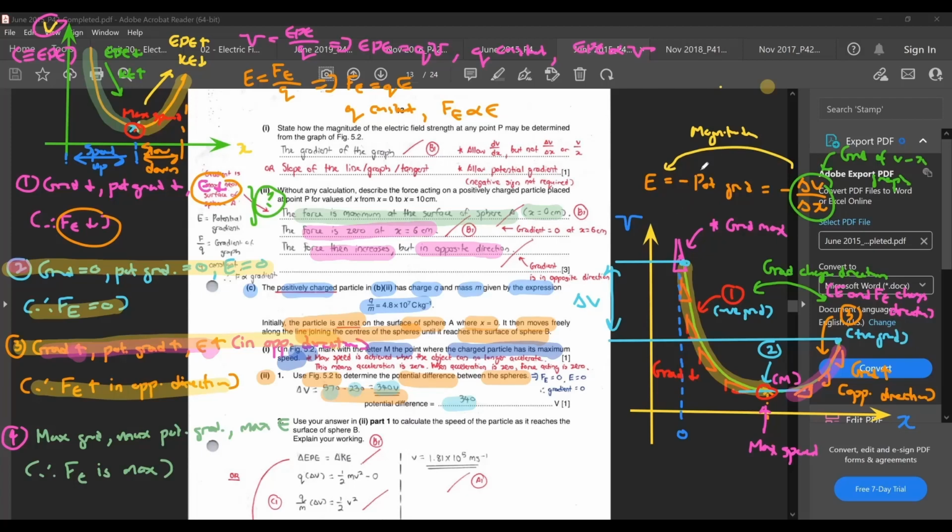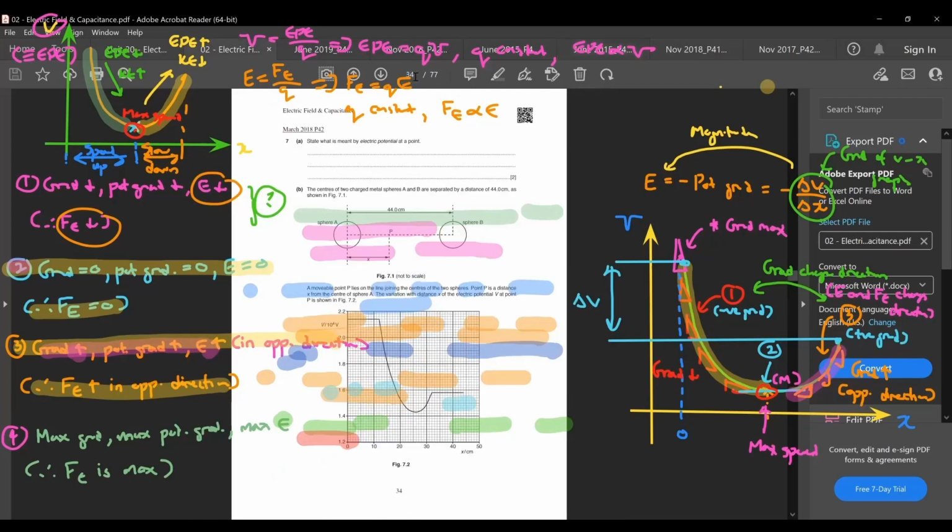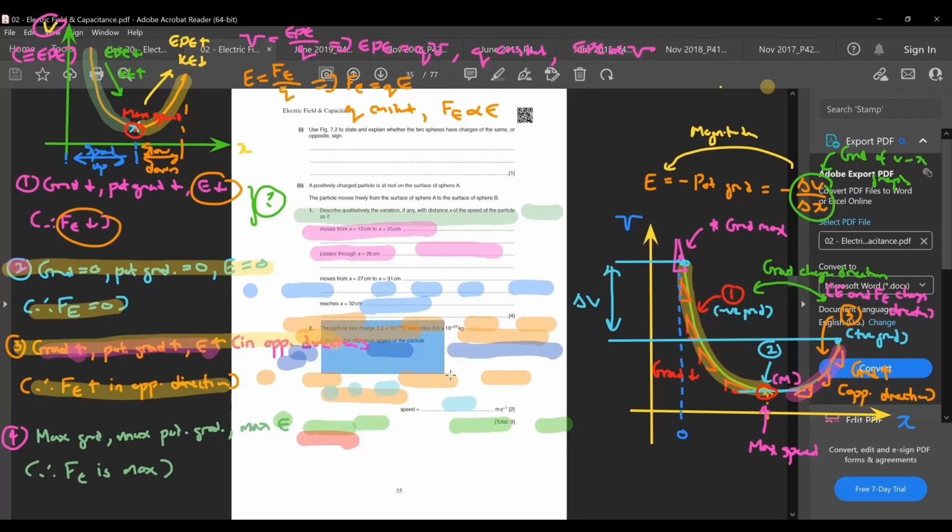And then last part here. Use your answer in part 1 to calculate the speed of the particle as it reaches the surface of sphere B, and then explain your working. So this one is asking you to find out the speed of the particle as it reaches the surface of sphere B. If you look at page 34, if I'm not mistaken, you also had a similar graph, and the end part of the question asks you to find out the maximum speed of the particle.